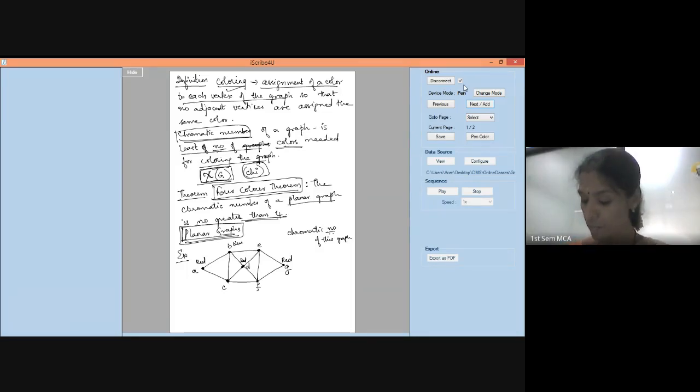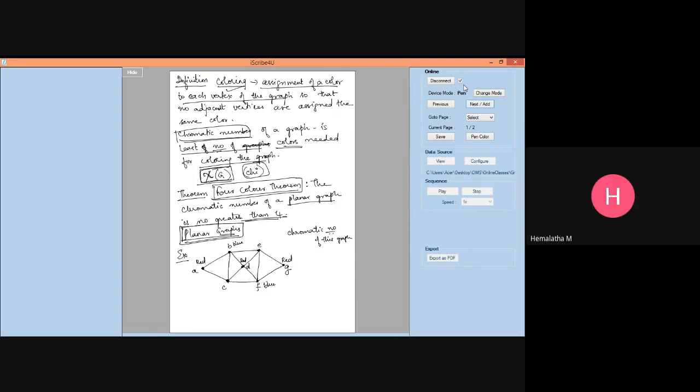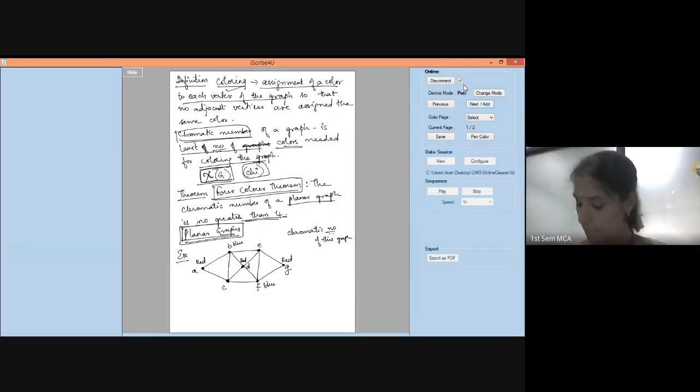If I color B as blue, I cannot color C as blue. I cannot color E as blue because both are adjacent to B. But I can color F as blue because F is not adjacent to B. Are you getting me? Yes, ma'am. Next, I have to color C and E.